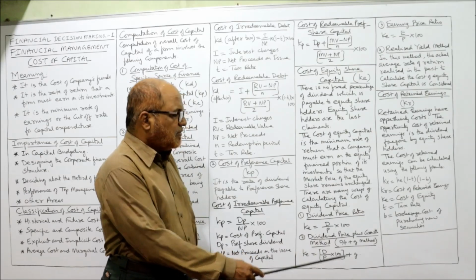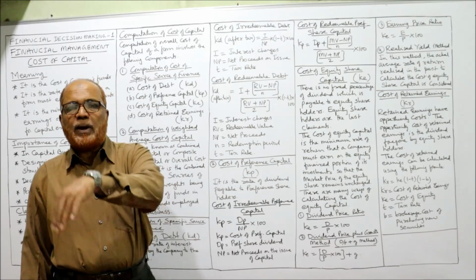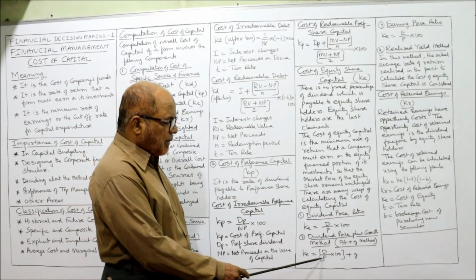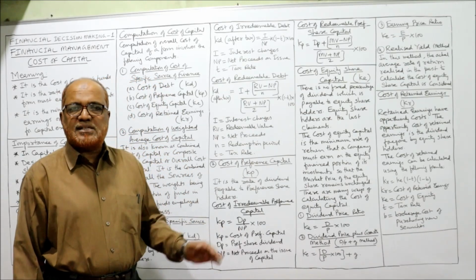The second formula is dividend price plus growth. So KE is equal to D by P into 100 plus G. That is, dividend divided by price into 100 plus G. G stands for growth rate. So this is the second method.